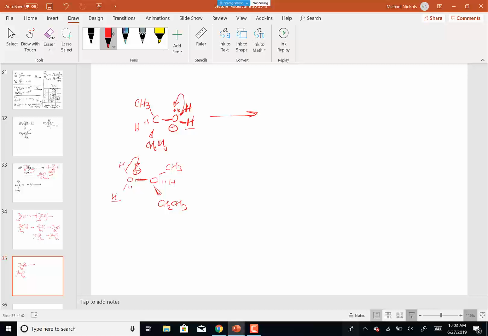And so when it does that, what's my transition state going to look like? So when you're doing the transition states in your SN1 reactions, the delta always goes with the partial bond. So I'm breaking the HO bond, that's my partial bond. So now I put my charges in.